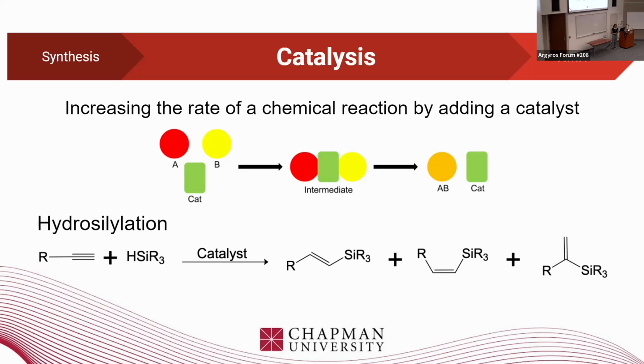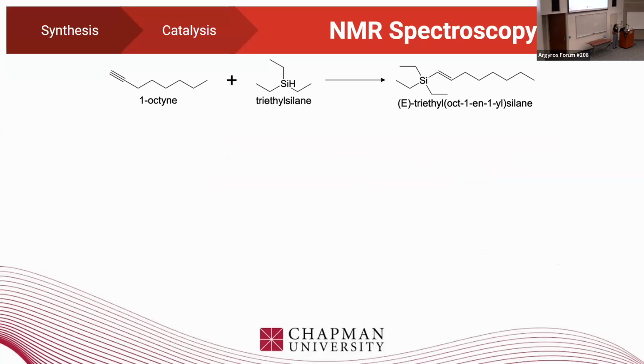The type of catalysis we will be using is alkyne hydrosilylation, which is the addition of silane over a triple bond to make a variety of products with different configurations. So here's the first hydrosilylation reaction I conducted. I added triethylsilane with 1-octyne to create a product.